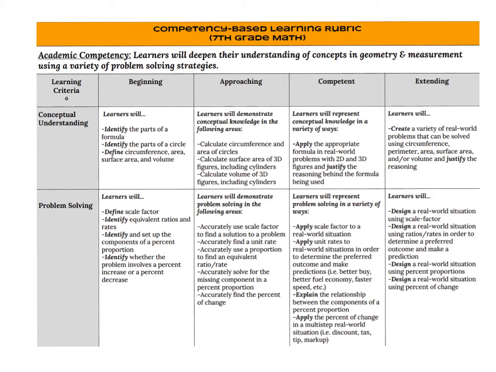So the part that we are going to be talking about today is, again, down here in problem solving. We are going to do another percent proportion. We're going to accurately solve for the missing part of the percent proportion and explain the relationship between the components, that kind of thing. And we're going to talk about tax and tip, which we're going to talk about more later.